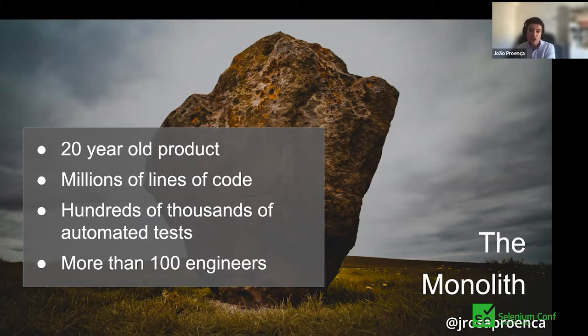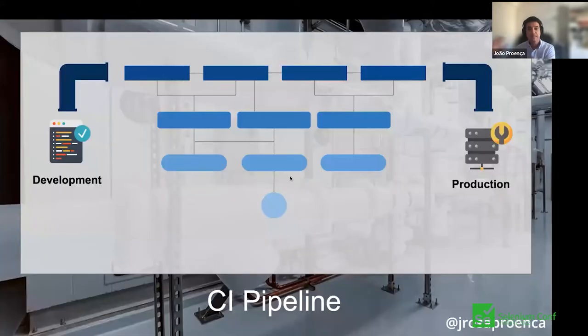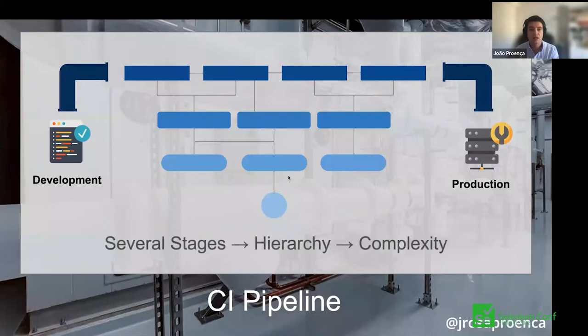And not just the fact that we had a large code base, but also we had a lot of engineers. We had a little bit more than 100 engineers working at the same time in that code base, committing code and running automated tests over that code and that huge build process that we had. Now, because we were working with the monolith and we had a lot of engineers trying to validate the product every single time they committed new code, we had a very complex CI/CD pipeline.